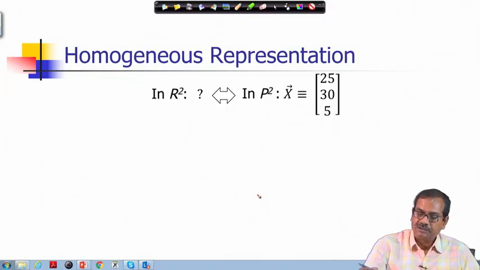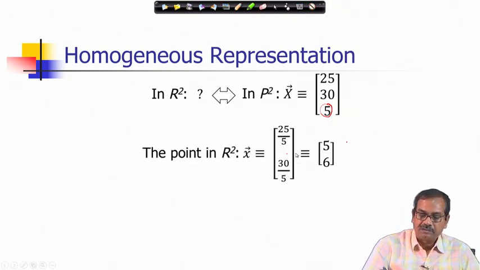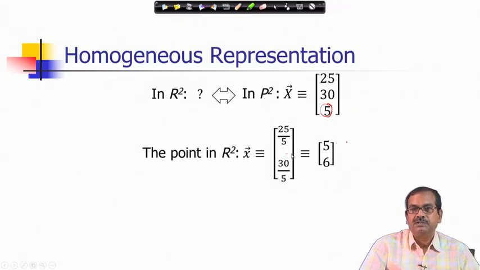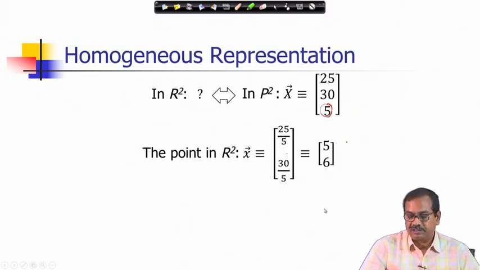As I mentioned, there is this additional dimension which is representing the scale. So to convert into the real space, what I need to do is simply divide these coordinates by this scale, and then we can get the corresponding real space point. You divide 25 by 5, so it should be 5, and 30 divided by 5, which is 6. So this point is equivalently represented by the 5 and 6 coordinates in the real space.